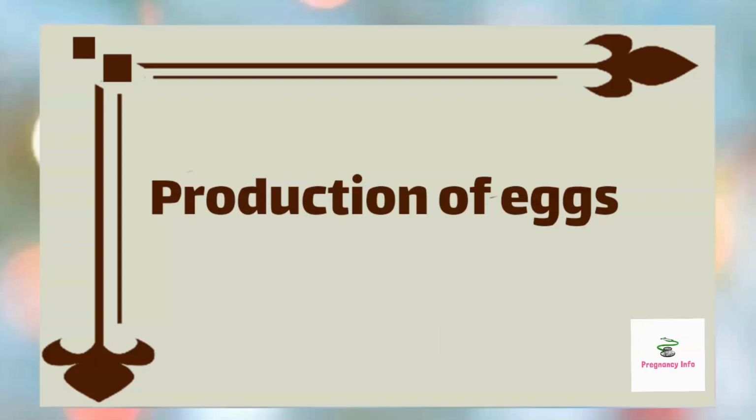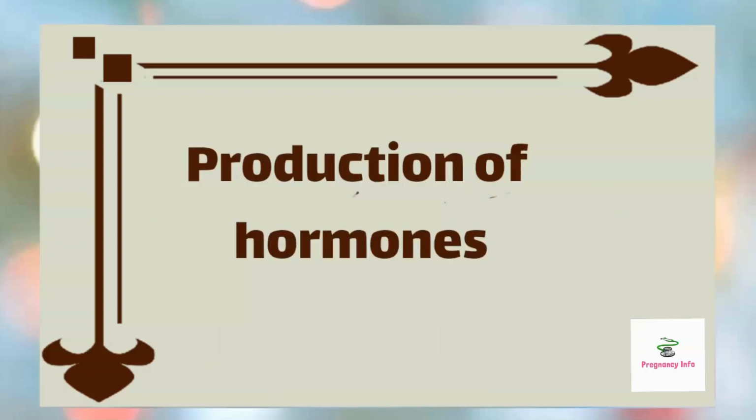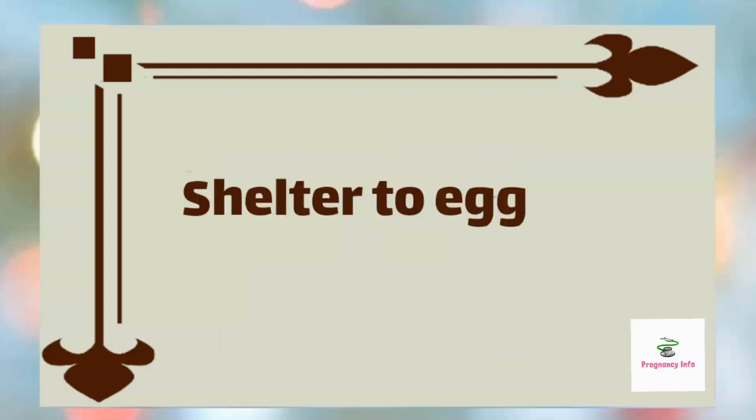The next function is the production, or secretion, of hormones. It will secrete 2 types of hormones, progesterone and estrogen. The third one is shelter for eggs. It means it will provide a complete shelter, or cover the eggs properly to give them proper care, so it can be said to be like a home for eggs.